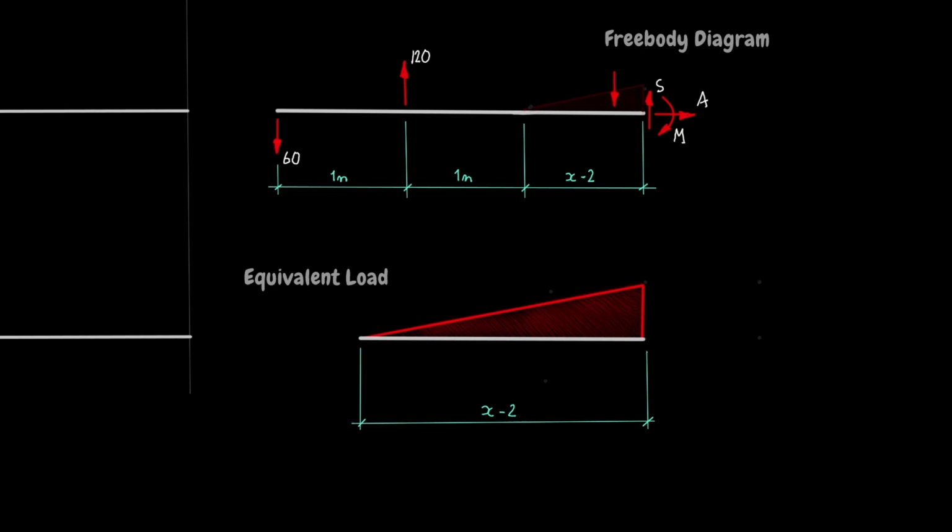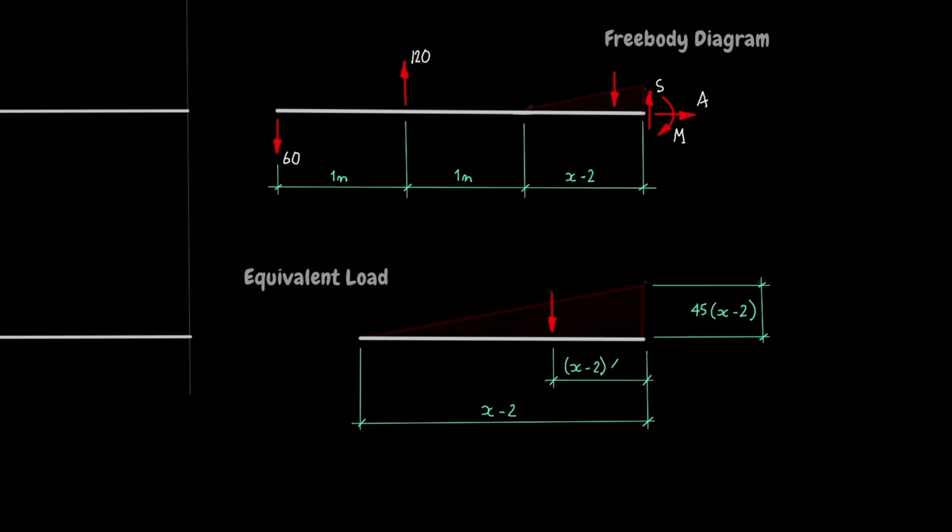This can be done by similar triangles, but for simple cases like this, logic is quicker and easier. Here's Dr. Jim's thinking. The UVL is increasing at 45 kilonewtons per meter. Think about it, 45 kilonewtons per meter. So after x minus 2 meters, the intensity of the load will be 45 times x minus 2 kilonewtons per meter. The equivalent load acts at the centroid of the triangle. That is, 1/3 of the way from the right hand end.